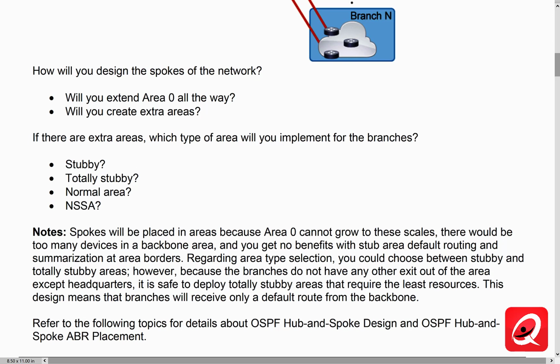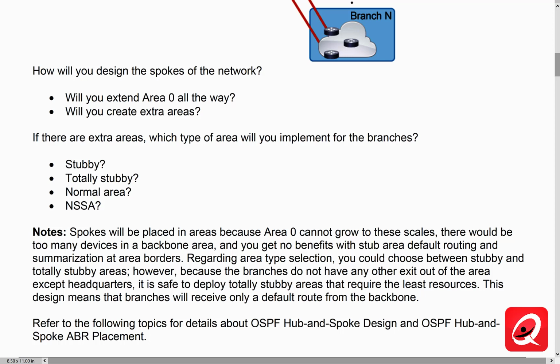The spokes will be placed in areas because area 0 cannot grow to these scales. There would be too many devices in the backbone area, and you get no benefits with the stub area default routing and summarization at the ABRs. Right, if everything is in area 0, you can't run special area types and you can't do summarization.